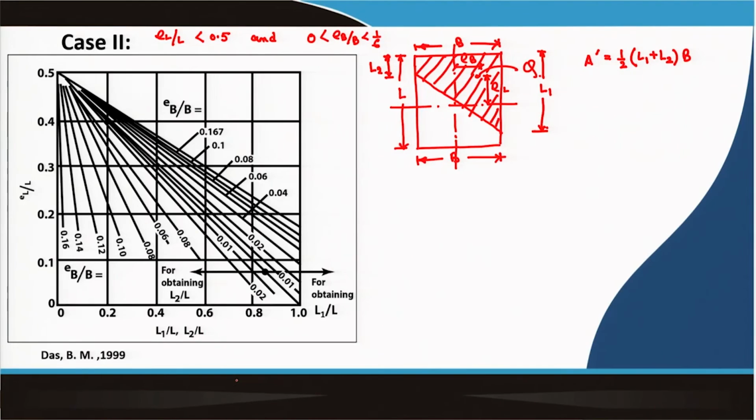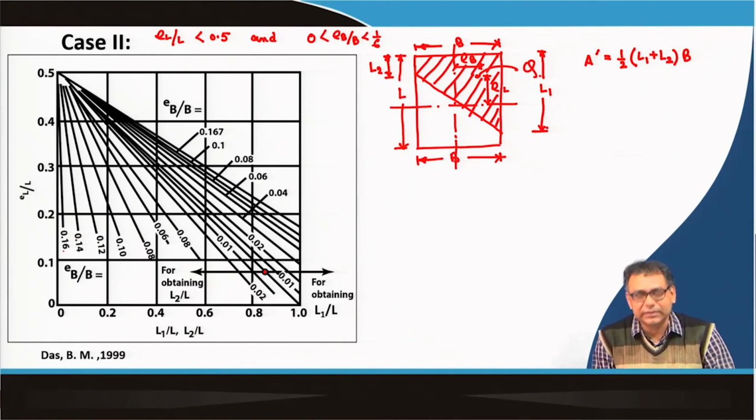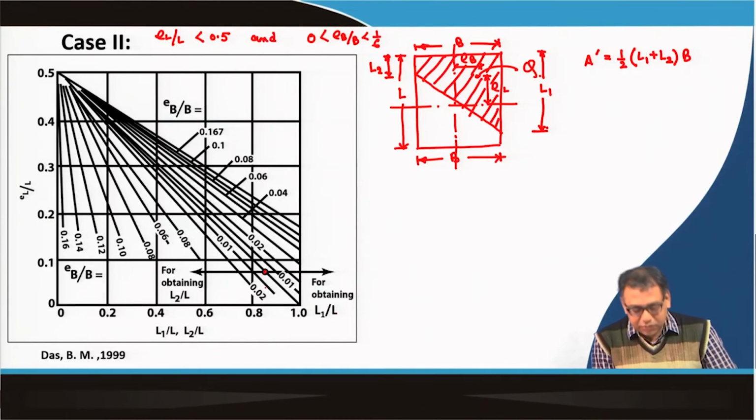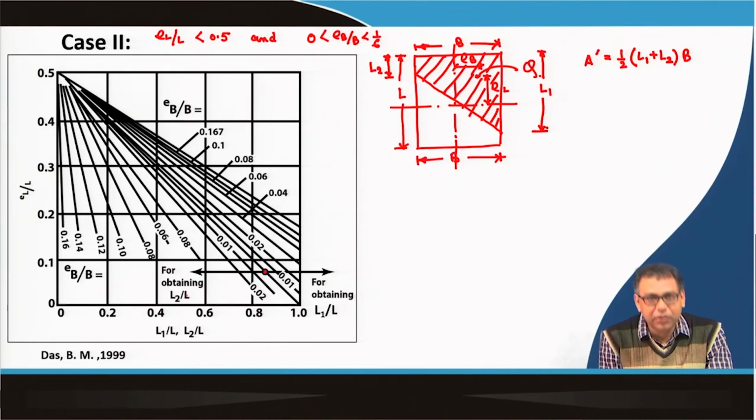Okay. Now, if you look at this figure, there is this straight line, where this side you can see EB by B is 0.01, 0.02, 0.04, 0.06 to 0.167, and this side also it is going 0.01, 0.02, 0.08 to 0.167. So, both sides it is EB by B. But if I go towards the right side direction, I will get L1 by L, and if I go towards the left direction, then I will get L2 by L.